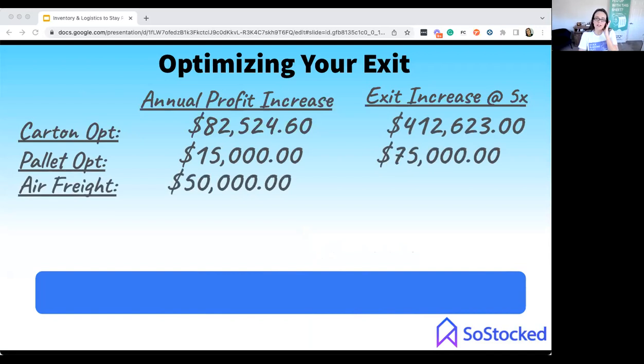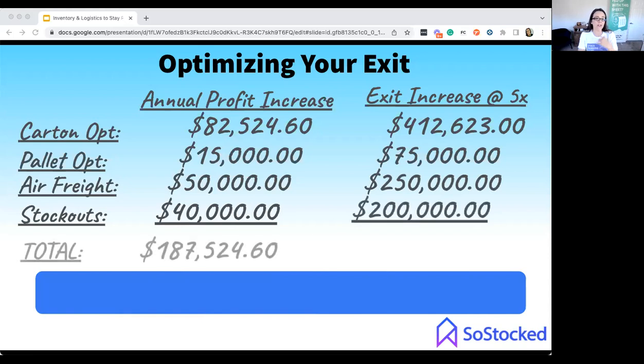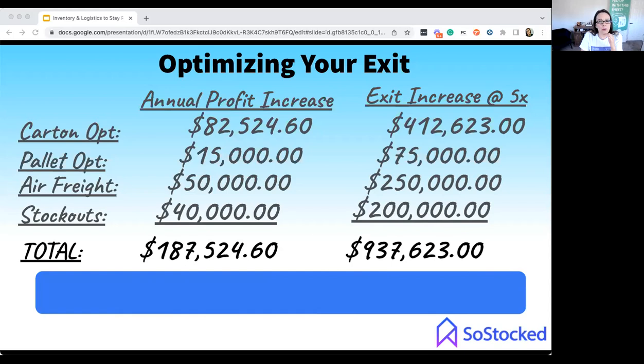Air freight: you adopt a system to better get your inventory into Amazon, avoiding air freight, and you're tracking your inventory better. That would turn into $250,000. Stockouts, avoiding stockouts by getting your numbers right: $40,000 turned into $200,000. The total is $187,000 in annual savings that you can put into more marketing, into new products, or just into your pocket. On exit, almost $1 million you would be saving.